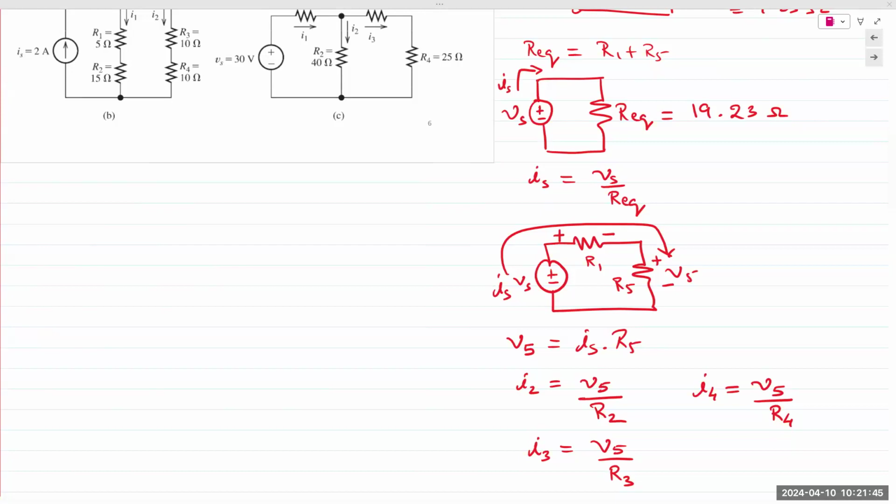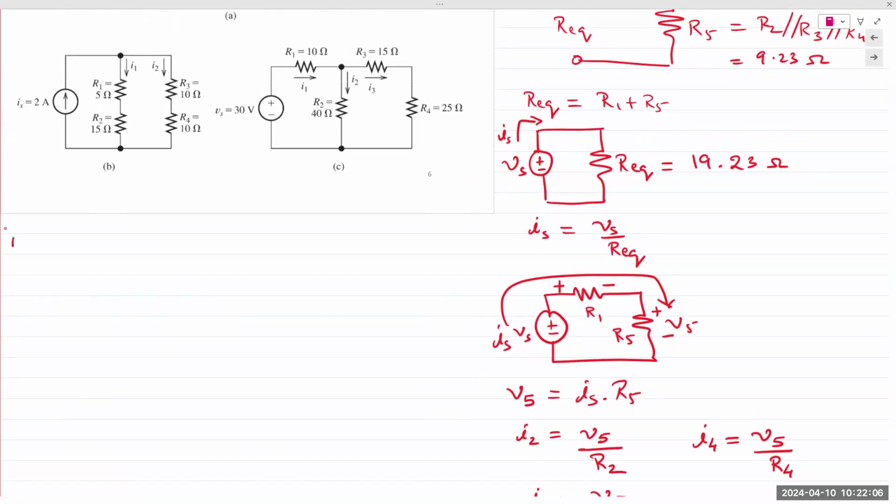Any questions? Does the procedure make sense? Does the method make sense? Right? You reduce the circuit down to one single resistance, you apply Ohm's law, and then expand it back up again step by step. Okay. So if there are no more questions, let's look at example B. Example B, you can solve using circuit analysis.